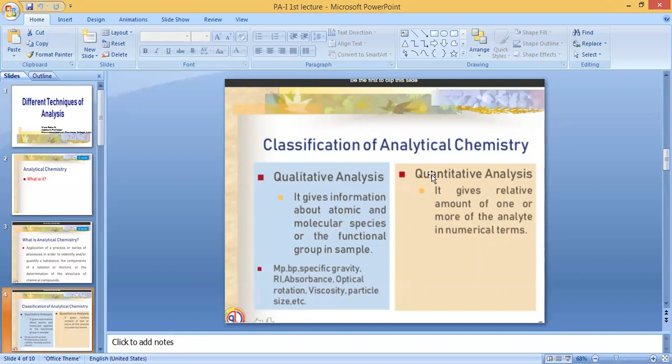The next major class of analytical chemistry is quantitative analysis. It gives detailed information about the relative amount of one or more analytes in numerical terms. That is, in quantitative analysis, we find out the exact amount, concentration, or percentage of the drug substance or analyte present. So qualitative analysis is just the identification of atoms or molecules present in an unknown drug substance or sample, but in quantitative analysis, we find out the exact amount, either in the form of percentage, gram, kilogram, or concentration. So these are the two main classes of analytical chemistry, that is qualitative analysis and quantitative analysis.